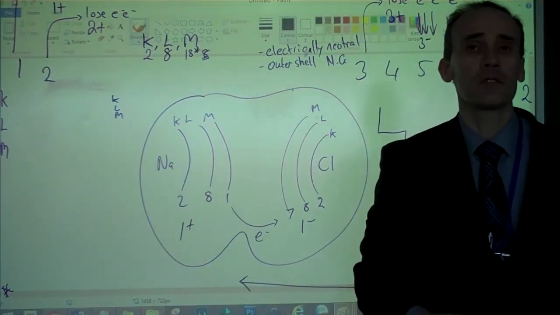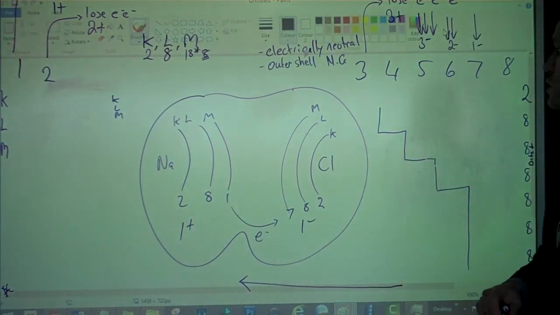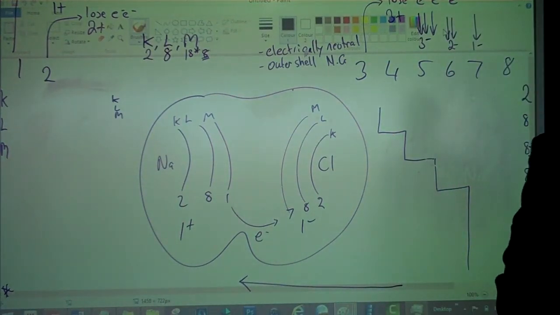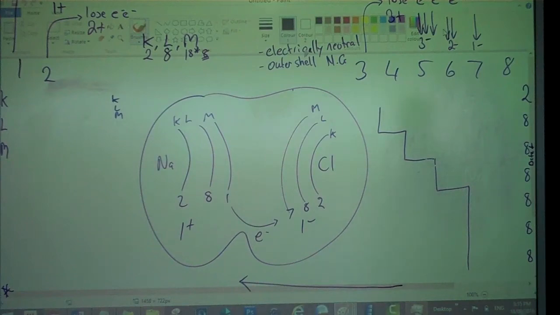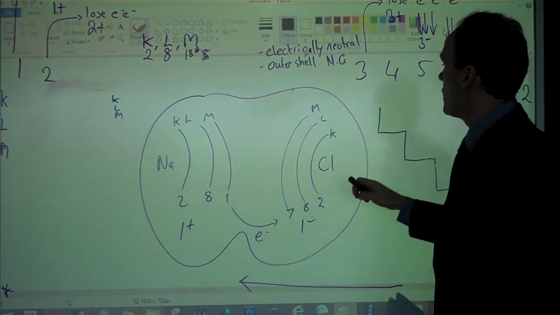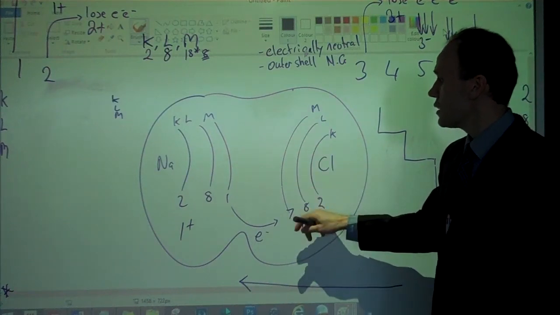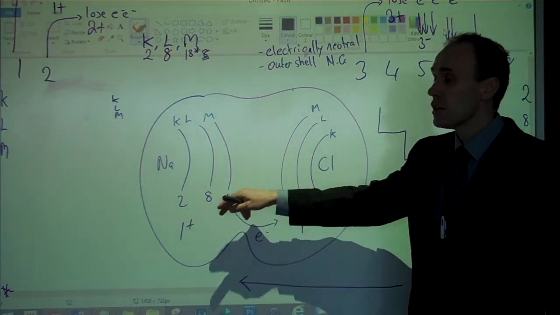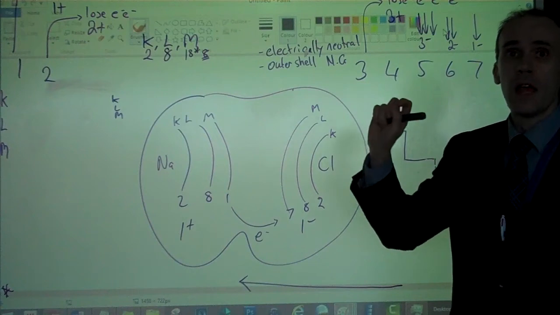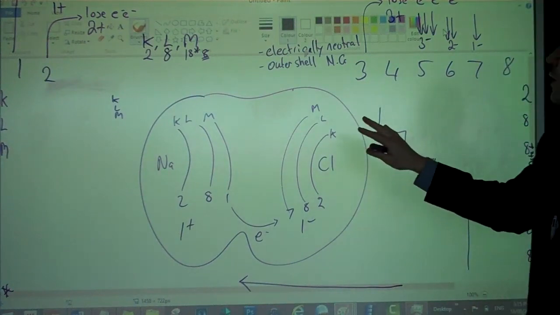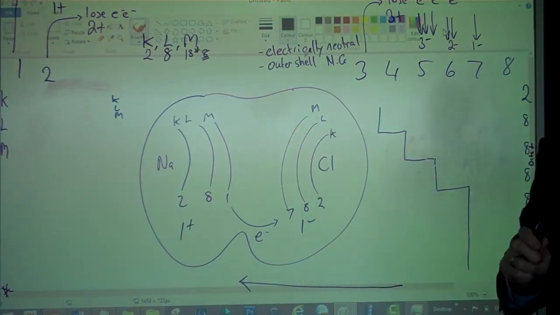And what is the charge, if they stick together as opposites tend to do, what is the charge overall that you get from that? And you get neutral. And so what you would have here, in each case, this would have 8 in its outer shell, this would have 8 in its outer shell, electrically neutral, and that is an ionic bond. And you need to understand that.